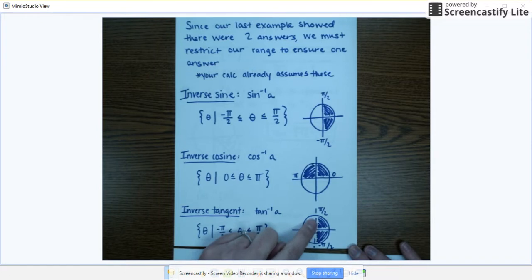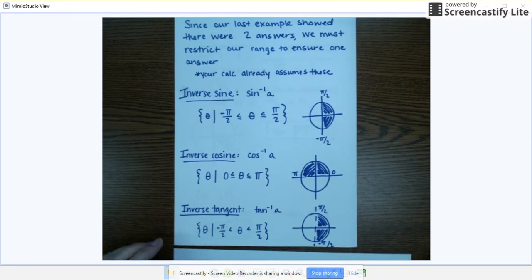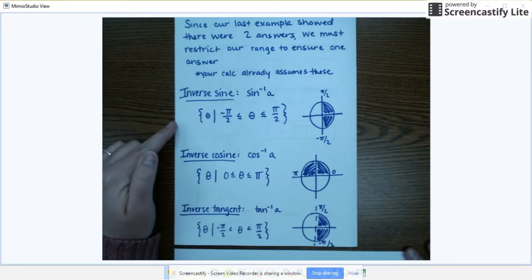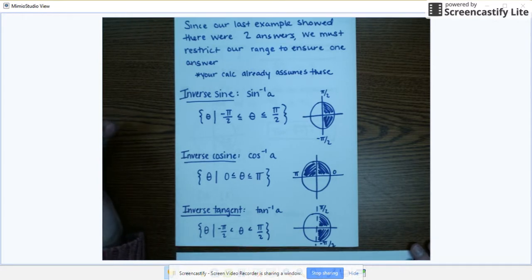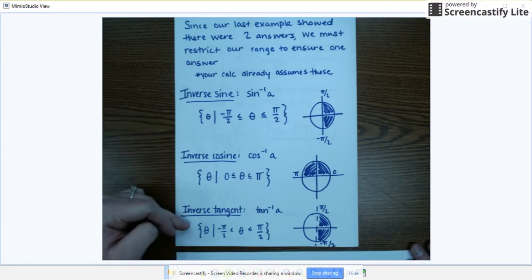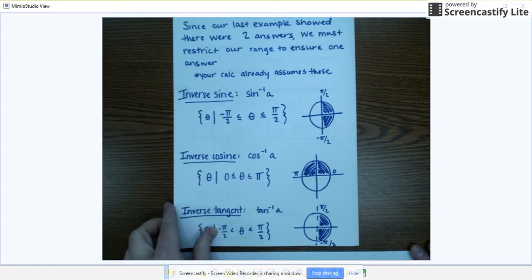This is different here. It can't actually touch either this negative pi halves or the positive pi halves, because those y values, those x values are 0. And tangent, if you recall from a previous lesson, is y over x. So it can't touch these points because we would have undefined. We would be dividing by 0. But these are our restrictions on our ranges. So we want to keep these in mind. If we're asked a question without a specific range, we will resort to these three rules.